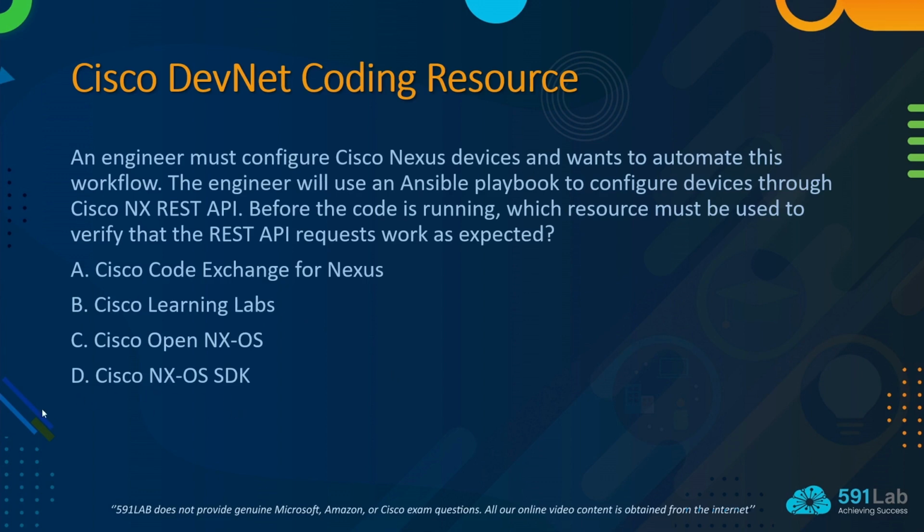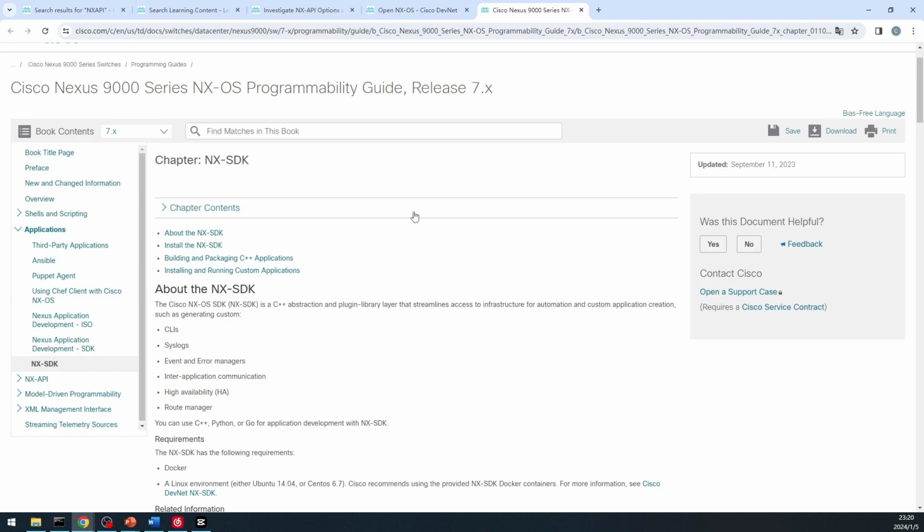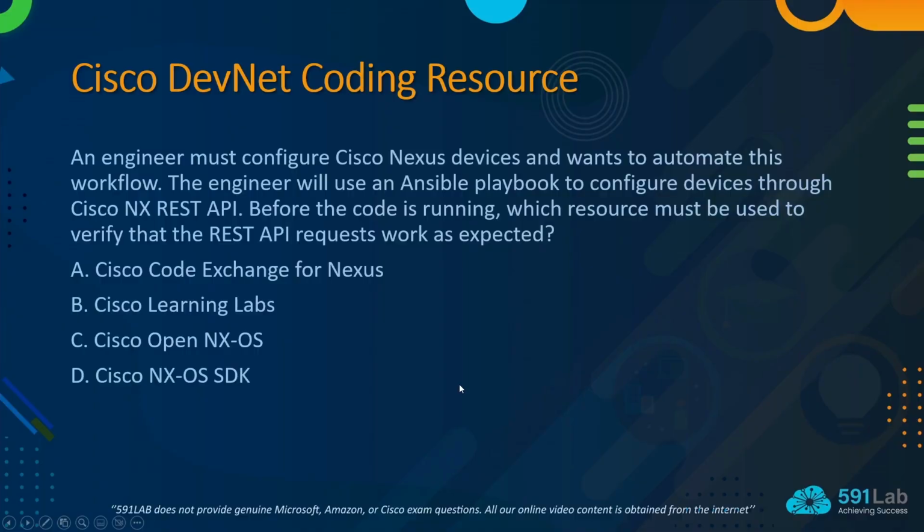The last one, Cisco NX-OS SDK. The Cisco NX-SDK is a C++ abstraction and plugin library. So they are just libraries for C++, Python, or Go language. No environment for you to test the API. Okay, the best answer is answer B, Cisco Learning Labs, for this question.